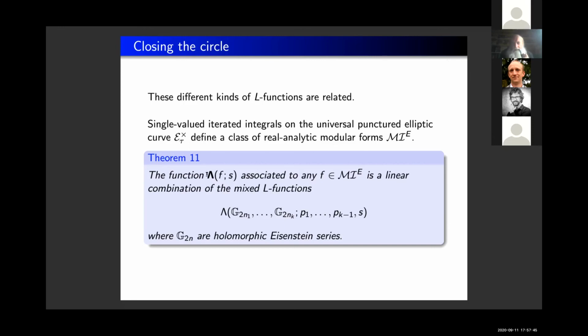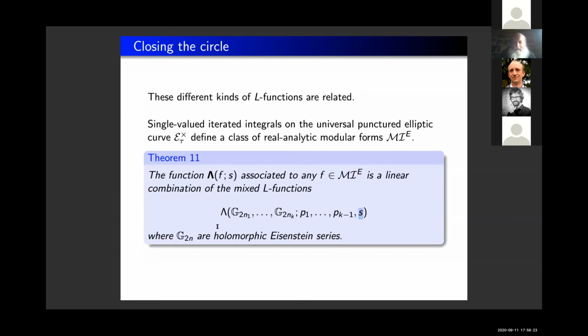And if you compute the L function of them in this non-standard L function, then you can show that what you get back is a mixed L function, as I defined in the first half of the talk, associated to a bunch of holomorphic Eisenstein series, in which you hold all the values s1 up to s_{k-1} constant, and you only allow the last parameter to vary.